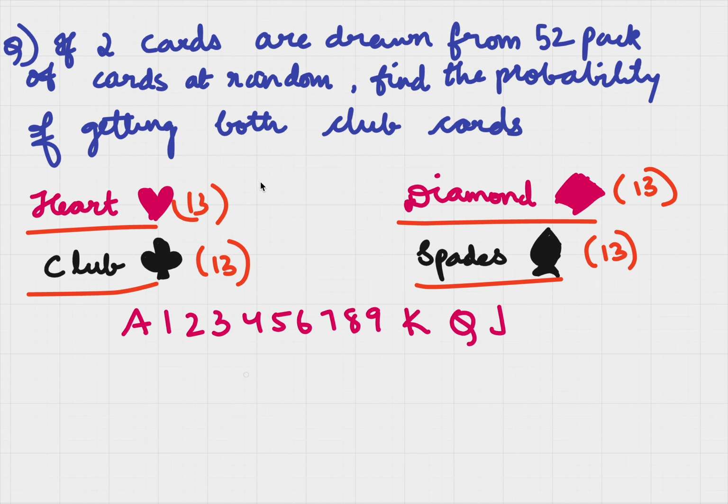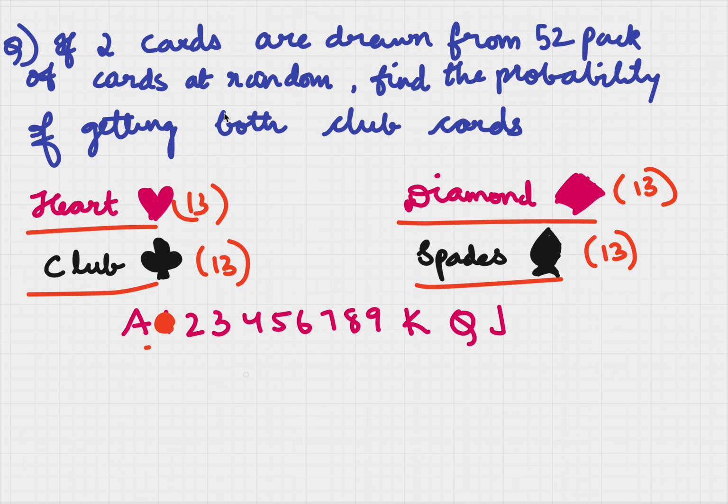So what are these 13 cards? These 13 cards are A, then 2, 3, 4, 5, 6, 7, 8, 9, 10, K, Q, J. So these are the cards. These 13 cards are hearts in red color, these 13 cards are diamonds in red color again, and clubs and spades in black color. These are the divisions of a deck of cards. I should have drawn a flow chart, which I usually do, but I hope this is also understandable.